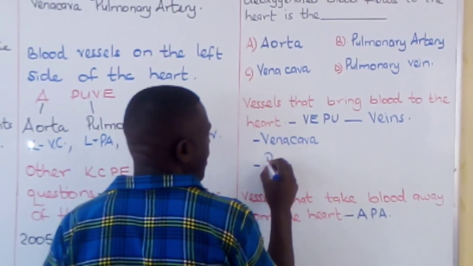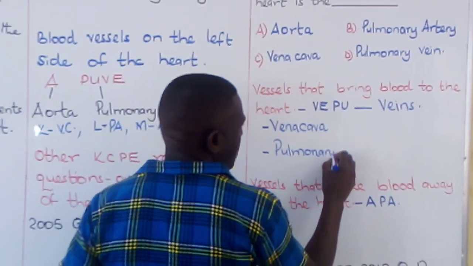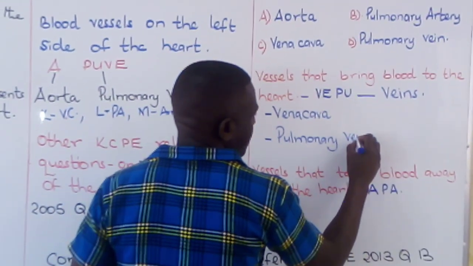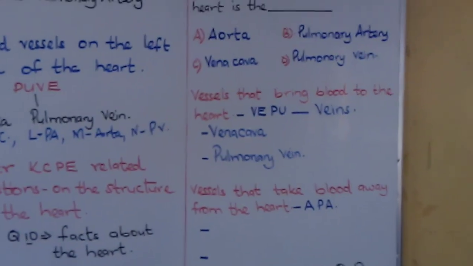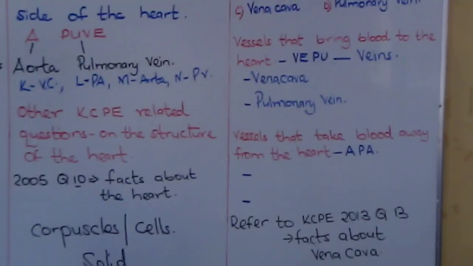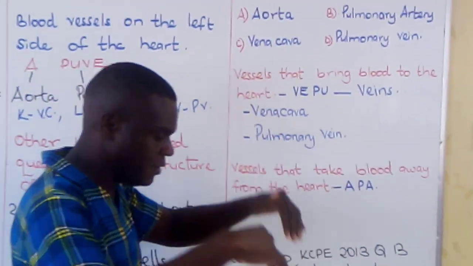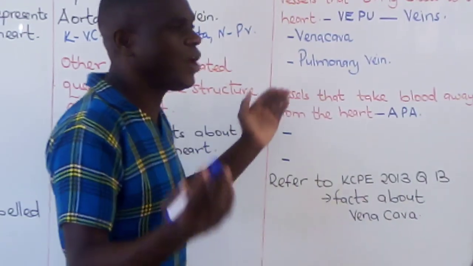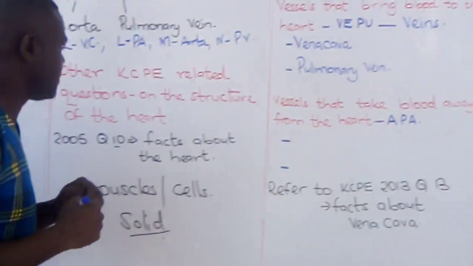And pulmonary vein. Remember, they must be veins: vena cava and pulmonary veins, boys and girls. You understand that? So I use VEPU to know the blood that flows inside the heart. They bring blood inside the heart. They bring blood. Yes?